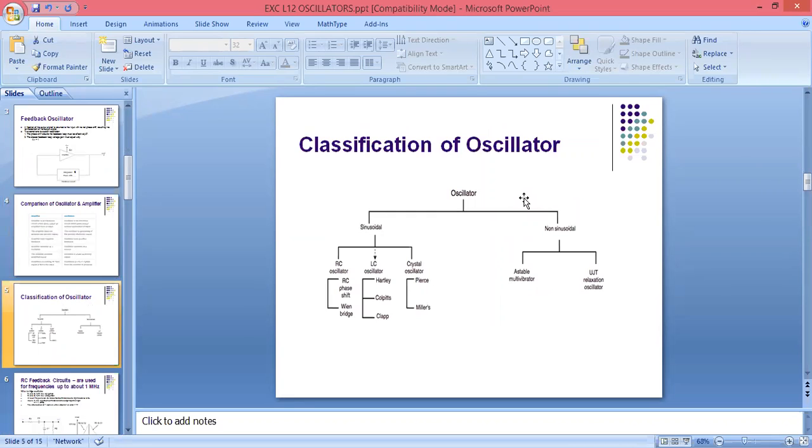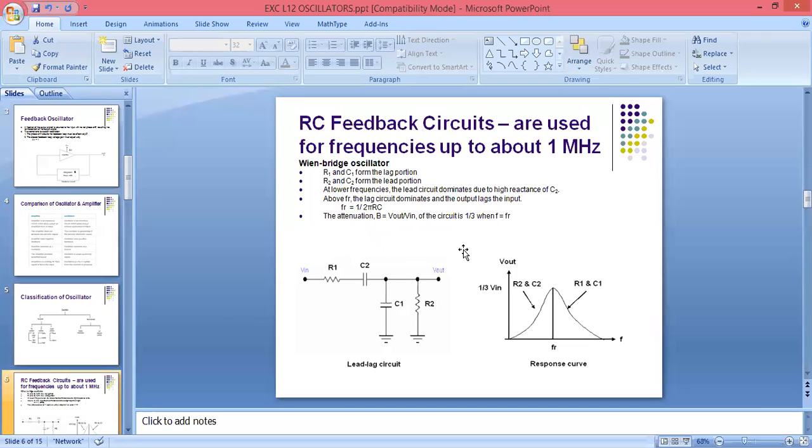This is the classification of oscillators. In our syllabus, we have to study two sinusoidal RC oscillators. These are nothing but the RC phase shift oscillator and the Wien bridge oscillator. So in an RC feedback circuit, we can use resistor and capacitor. There are three types when we are using an RC feedback circuit: one is lead type, lag type, and lead lag.